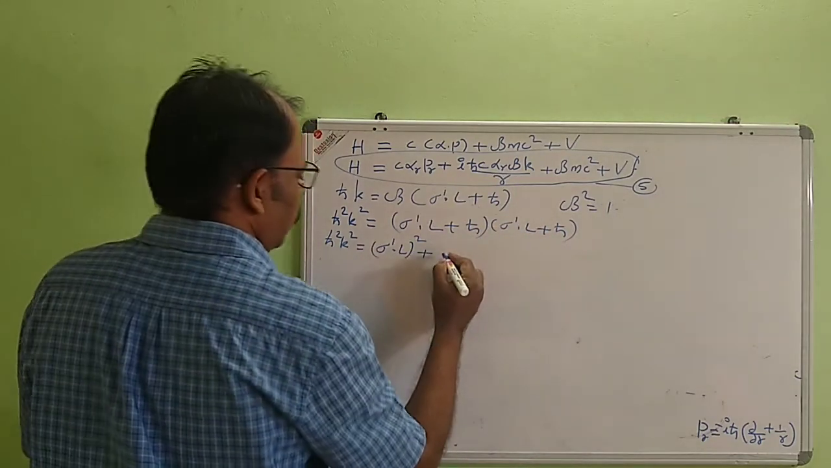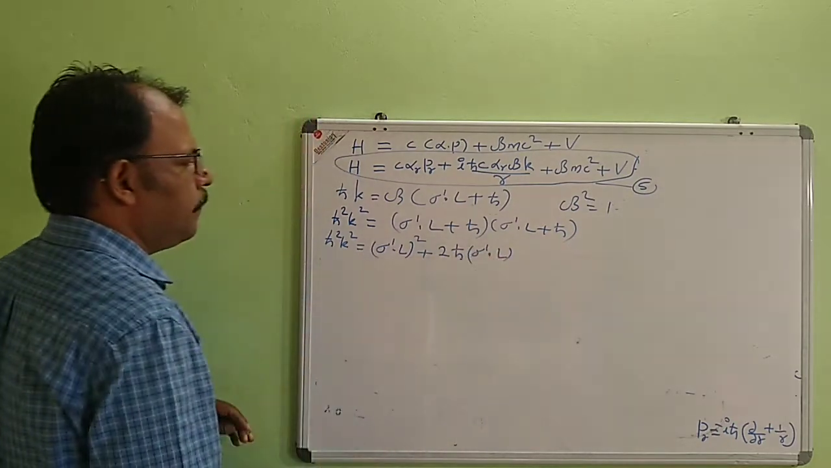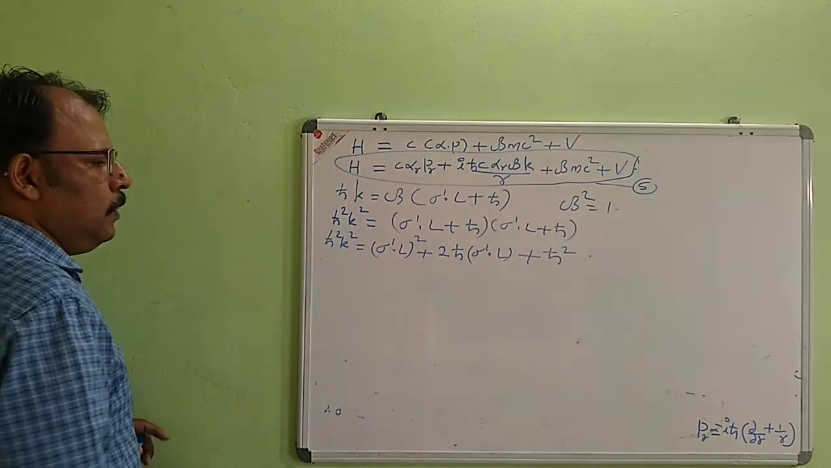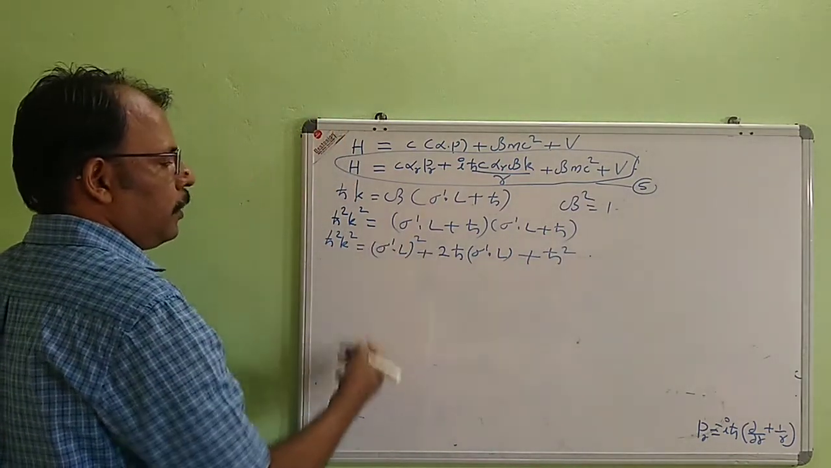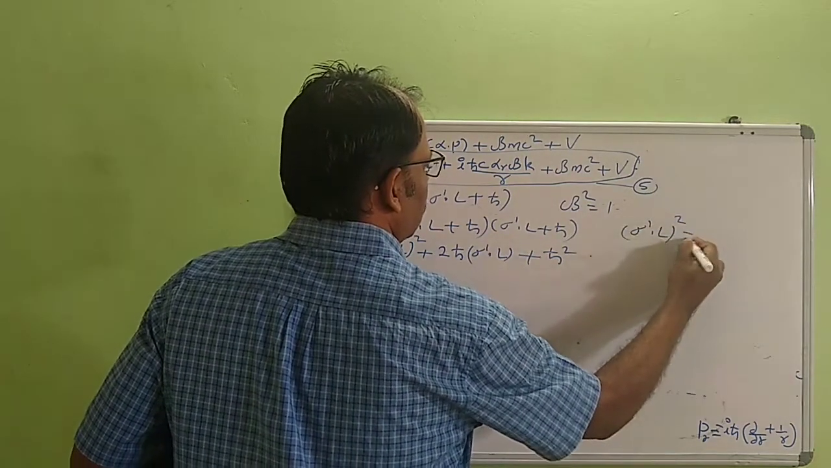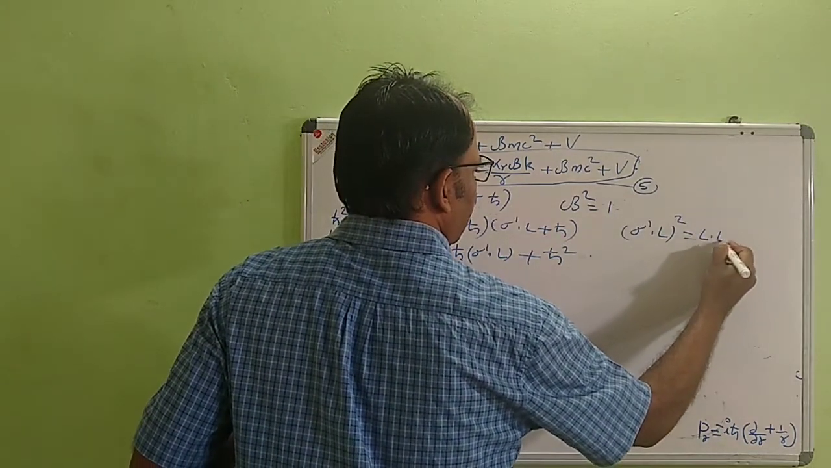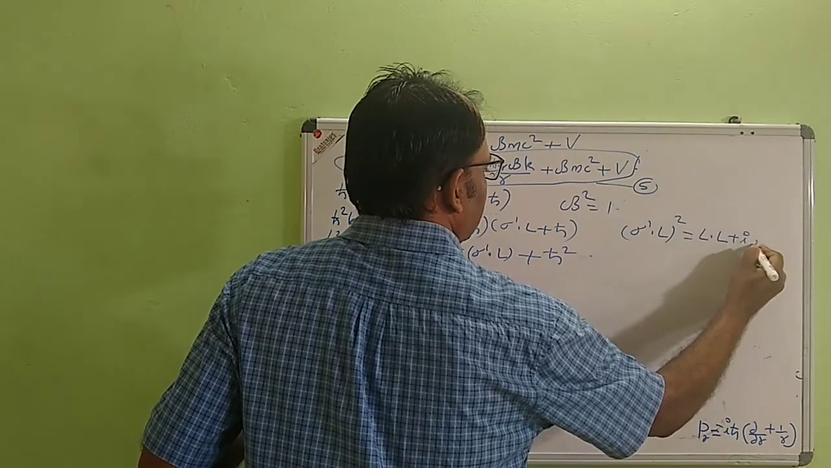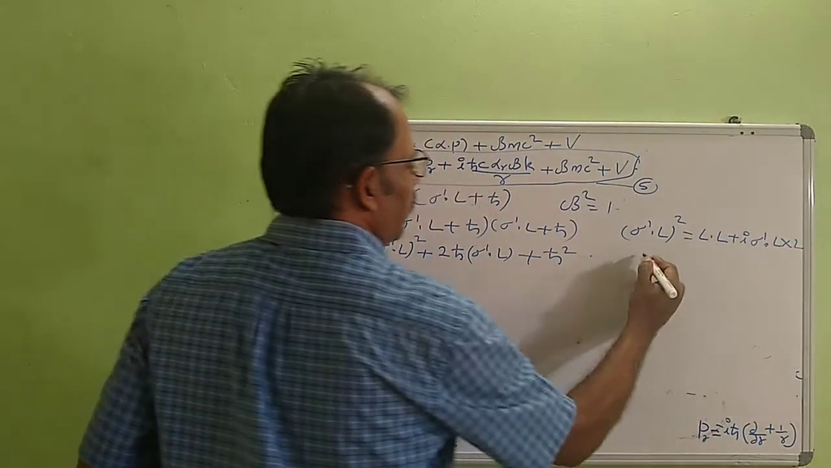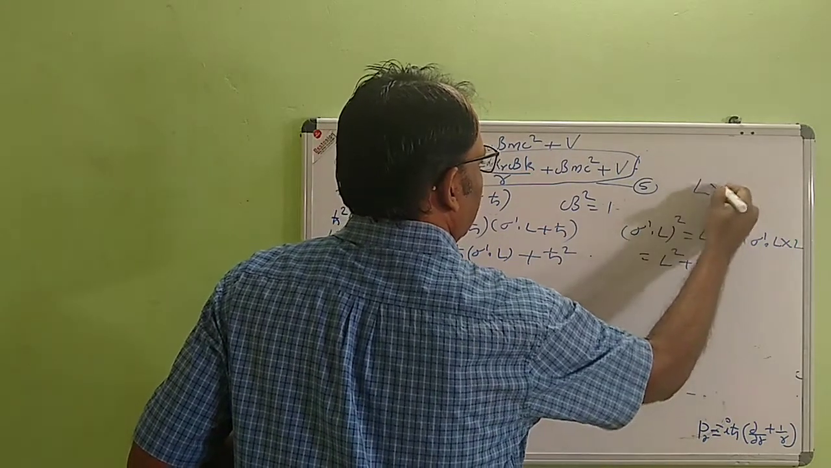H bar is constant, so we can write it as 2 h bar sigma prime dot L plus h bar square. This sigma prime dot L the whole square, using the earlier identity, we can write it as L dot L plus i sigma prime dot L cross L. What is L dot L? It is L square plus i sigma prime L cross L.